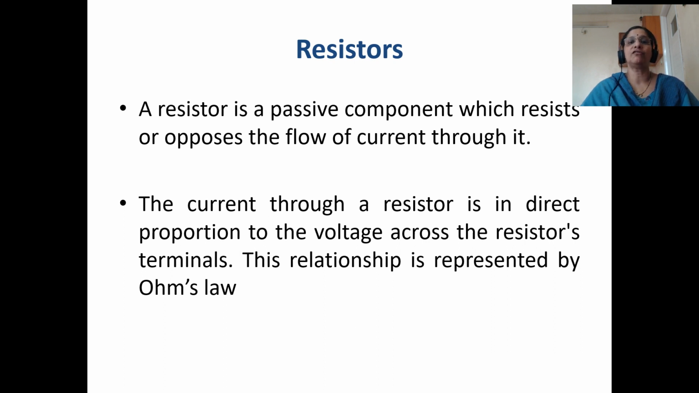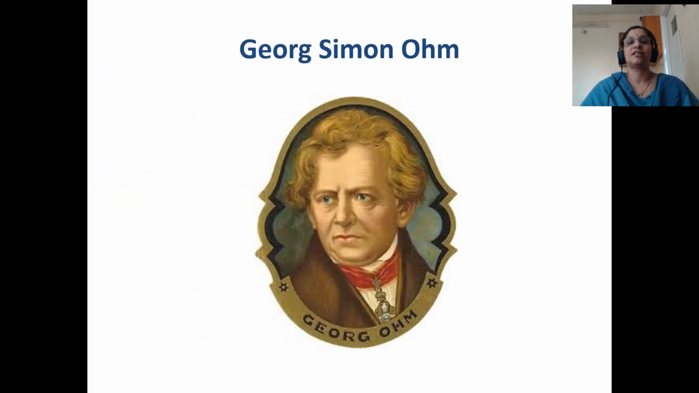It opposes the flow of current flowing through it. This opposition to the flow of current is measured in a value given by resistance, and the property of the amount of resistance is indicated by Ohm's law. This is George Simon Ohm. He discovered Ohm's law and gave us the relationship between voltage, current and resistance.